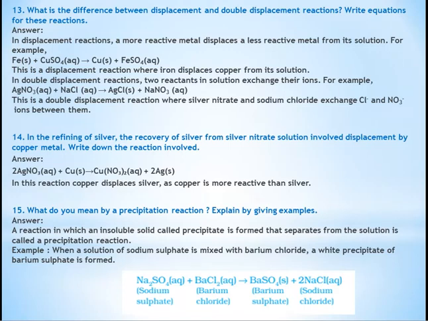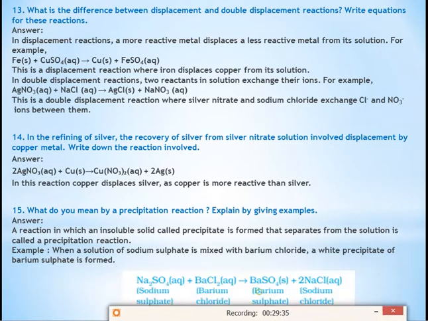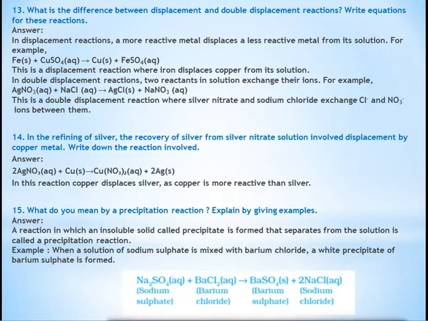Next, what is the difference between displacement and double displacement reaction? In differences, we will write the definitions for both, and after that we will provide one example. In displacement reaction, a more reactive metal will displace the less reactive metal from its salt solution. For example, Fe plus CuSO4. In this, iron is more reactive than copper. So iron will displace copper from its salt solution and it will form FeSO4, iron sulfate, and copper will come out from there.